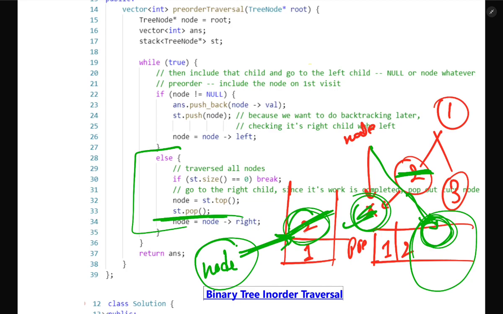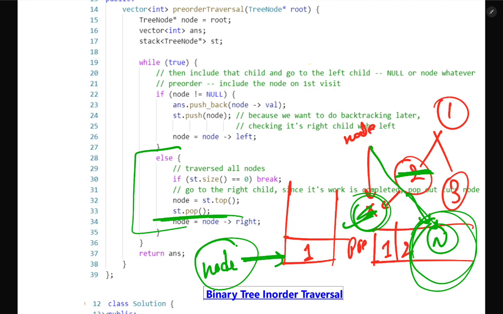So I am removing 2 from my stack. I am going to the right child. Now my right child is again null. So what you have to do when your right child is null is make your node point to the top element of the stack, which is 1 again. Sorry, the node is pointing to 1. After that, we will remove 1 from our stack.